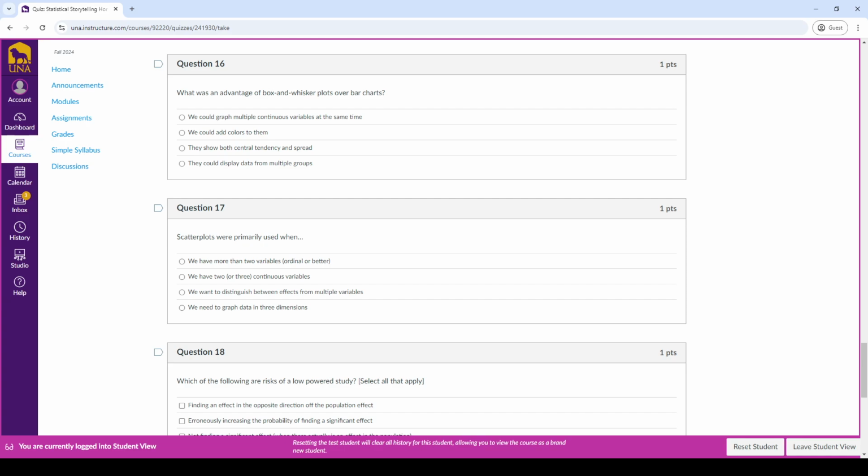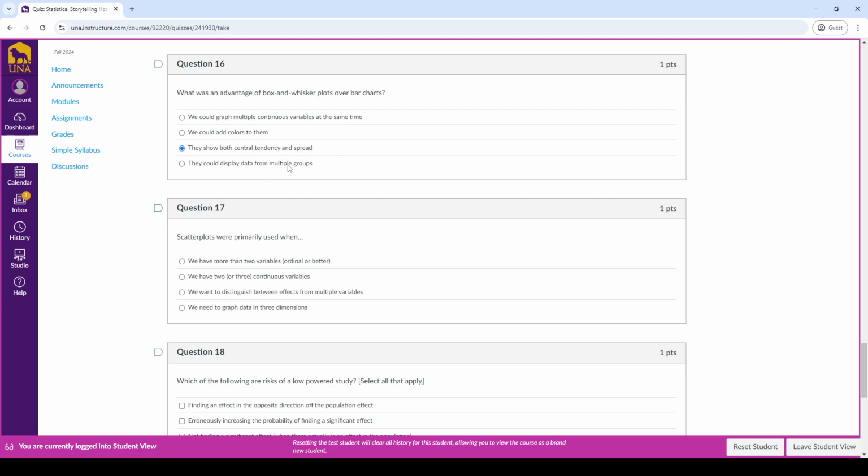All right, what's an advantage of the box and whisker plot over bar charts? "So with a box and whisker plot, we could graph multiple continuous variables at the same time." "Could add colors to them." "Show both central tendency and spread." Yes, this is going to be the one. "And could display data from multiple groups." Nope. So this is going to be the one. We can always do these other things. We can look at multiple continuous. Well, with bar charts, can't really do that with either of them, I guess.